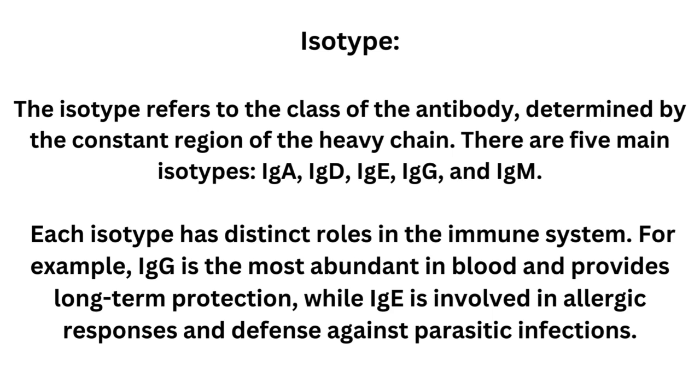Isotype refers to the class of antibody determined by the constant region of the heavy chain. There are 5 main isotypes: IgA, IgD, IgE, IgG, and IgM. Each isotype has distinct roles in the immune system. For example, IgG is the most abundant in blood and provides long-term protection, while IgE is involved in allergic responses and defense against parasitic infections.